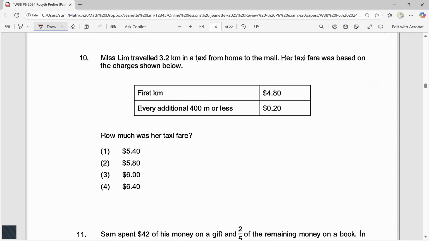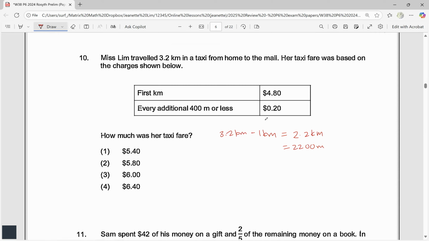Question 10, Miss Lim traveled 3.2 km in a taxi from home to the mall. Her taxi fare was based on the charges shown below. How much was her taxi fare? Okay, so 3.2 km, we're going to split it up. First km. So 3.2 km minus the first km, I get 2.2 km, which in meters will be 2,200 meters.